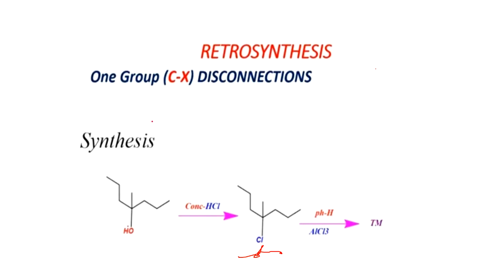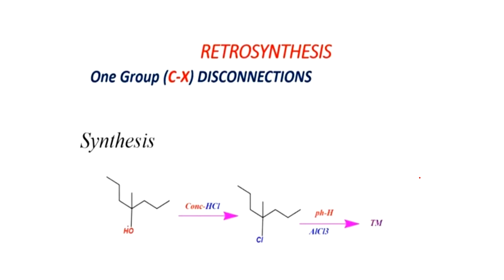After that, in the next step of the synthesis, we treat this compound with PhH, which is nothing but benzene, and AlCl3, which is a Lewis acid. In the presence of this Lewis acid AlCl3, we carry out an alkylation reaction on the benzene ring. So we get our target molecule. Always remember this when we are doing synthesis.